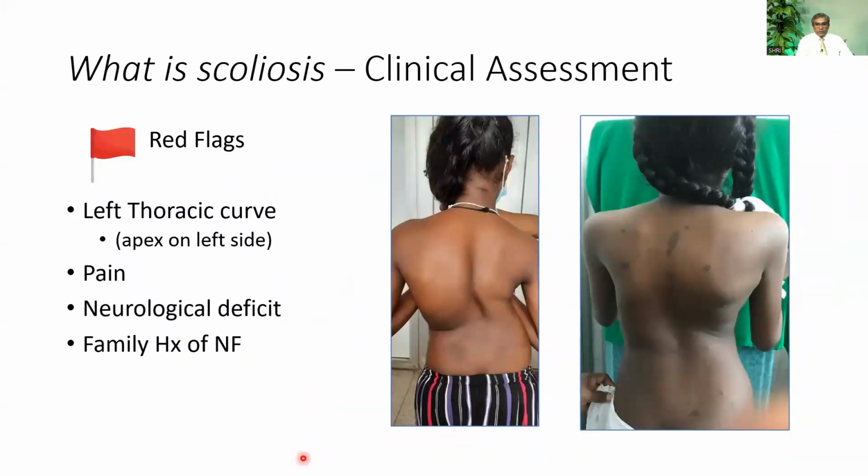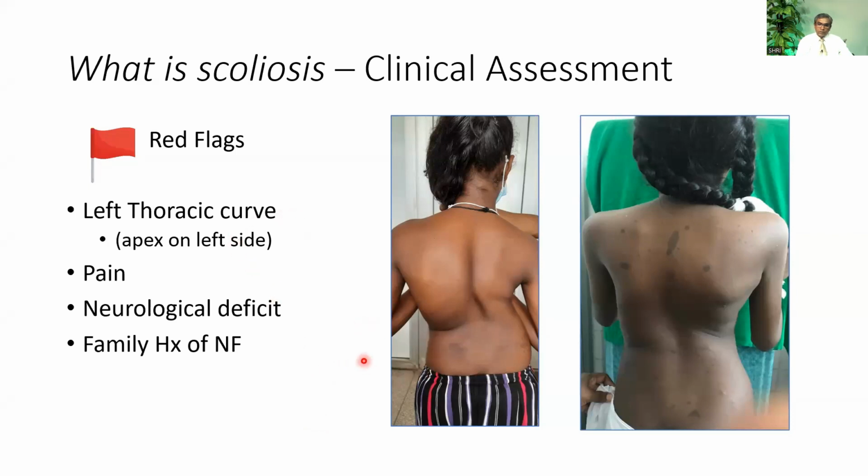So when it comes to clinical assessment of scoliosis, then there are certain things called red flags. Red flags, when you see something red, that means danger. So when you encounter someone with scoliosis, we need to look at these red flags to see whether there is anything unusual going on apart from scoliosis. So the first thing that we come across is what you call a left thoracic curve.